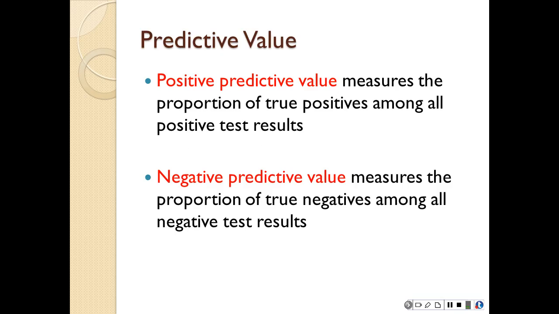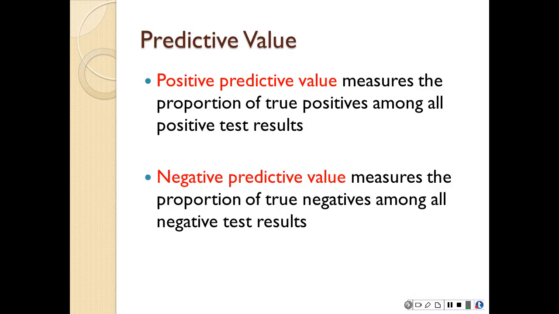Alright, which leads us to predictive value. Sensitivity and specificity are characteristics of the test. Positive predictive value and negative predictive value are characteristics of the test and of the population.